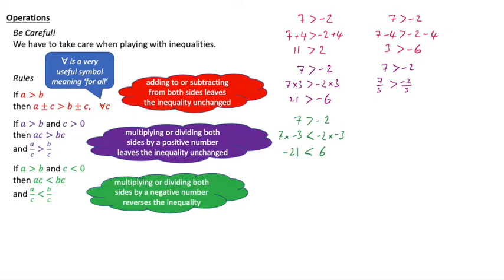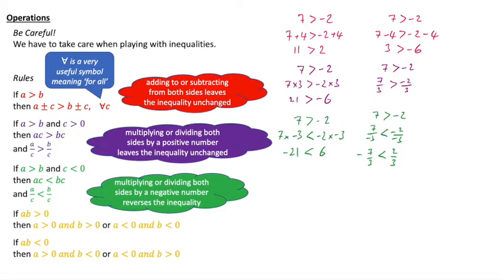So we've got 7 is greater than minus 2, and if we times by minus 3, at the same time as writing times minus 3, we turn the inequality round. And that's one of the main slips that people make, is forgetting to do that. So we end up with, in this case, minus 21 is less than 6, which is true. And with the division, we first write it with the inequality turned round, and then we cancel those minuses on the right hand side, and we end up with minus 7 over 3 is less than 2/3, which again is true.